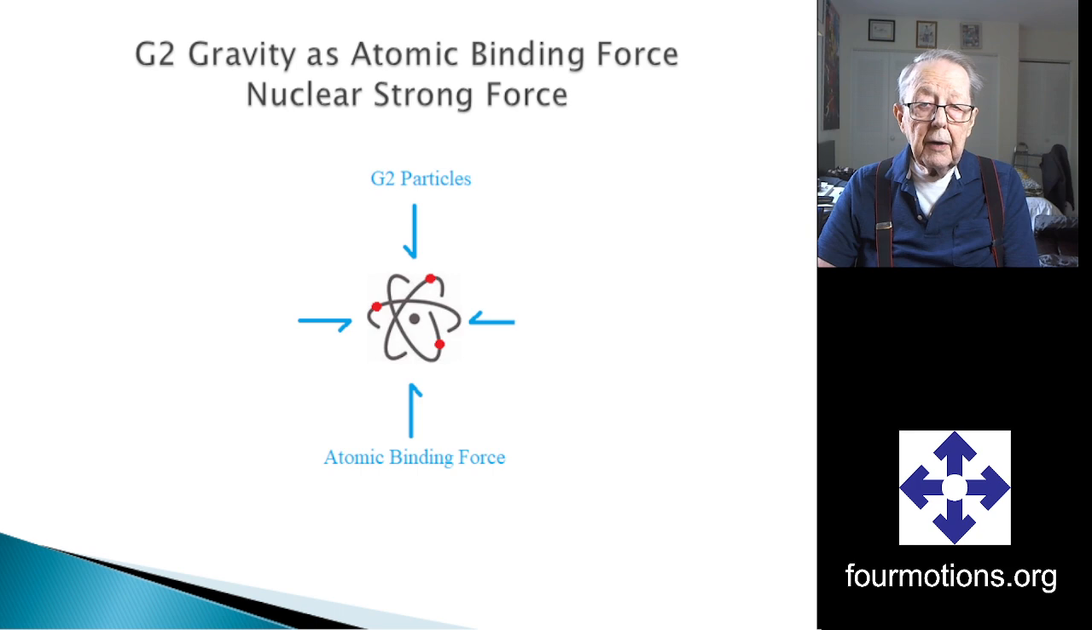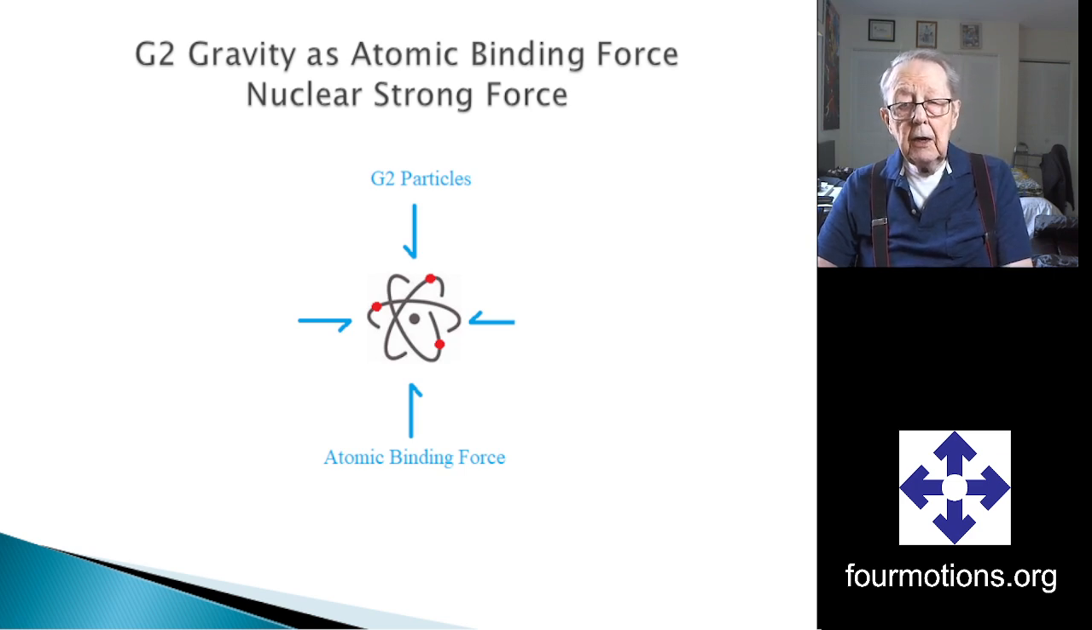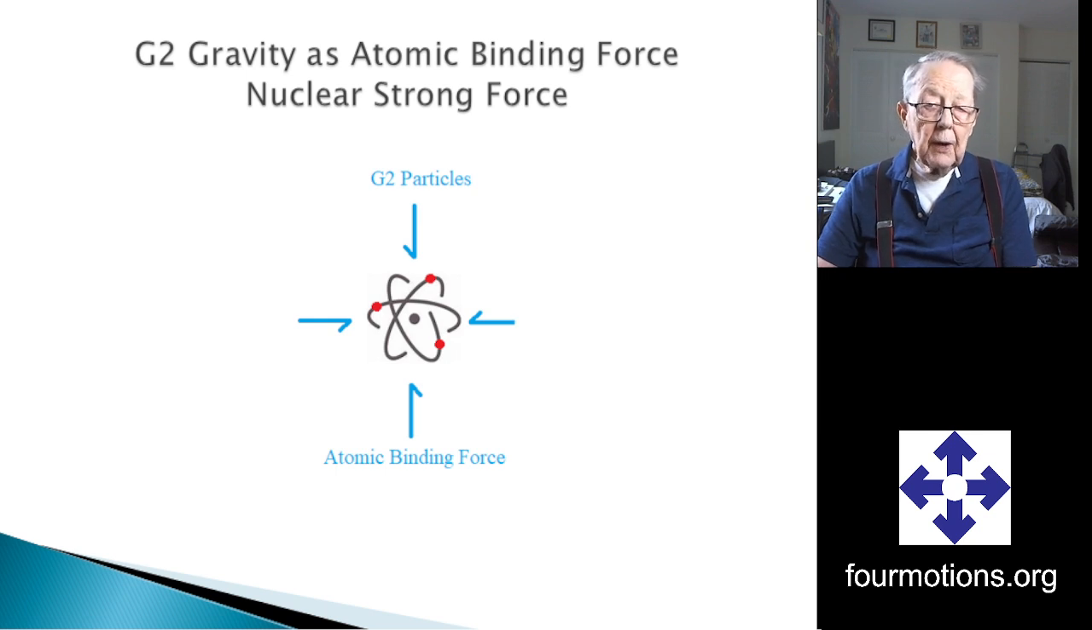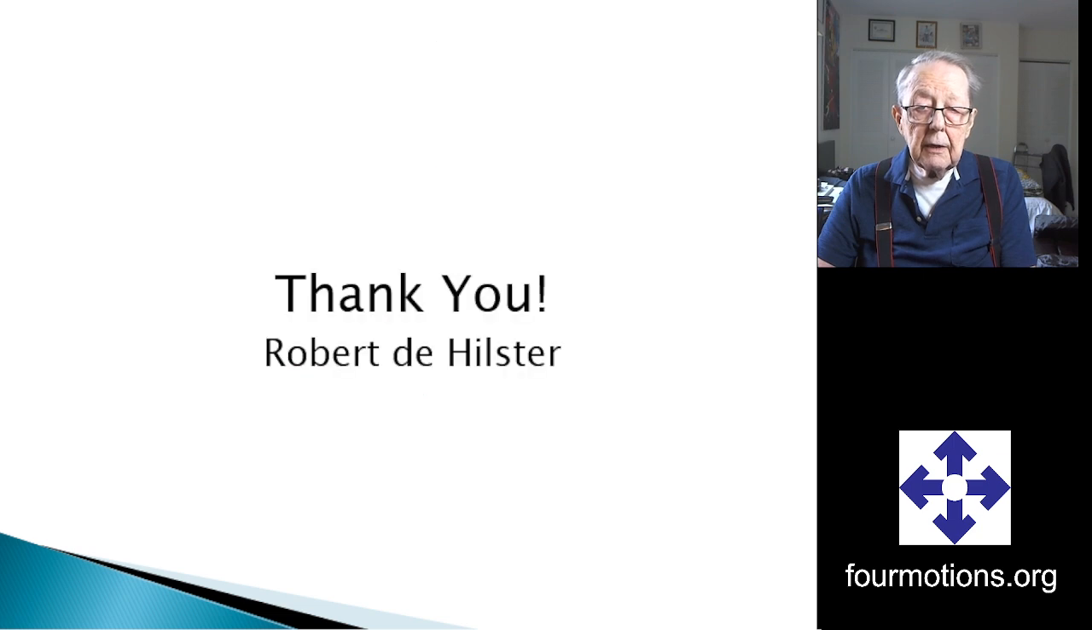Obviously, G2 gravity also acts as an atomic binding force, or what we call the nuclear strong force. Little red dots are electrons moving around at high speed, speed c. The G2 force surrounding it, holding the thing together, the binding force must be faster than the electrons, or those electrons will move away very easily.